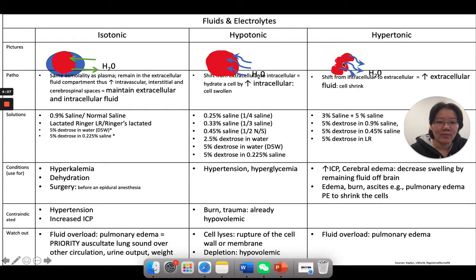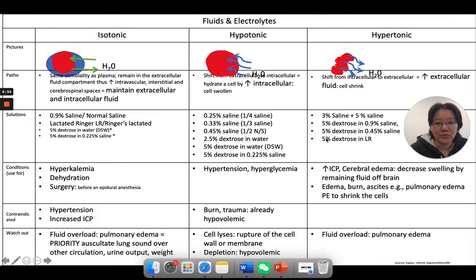With hypertonics, what happens is the fluids inside the cells go out to the extracellular space, so the extracellular fluid is going to be increased, but the cells are going to shrink. These are the solutions for hypertonics.